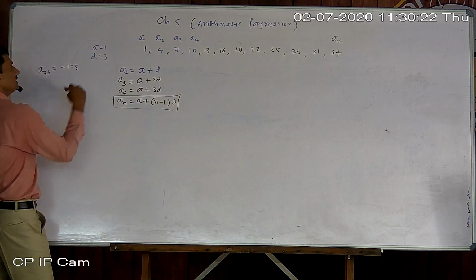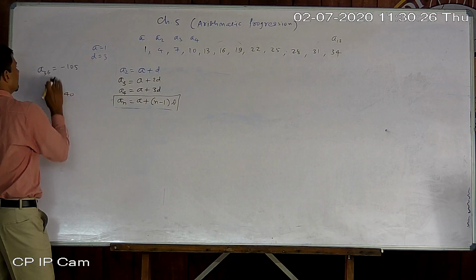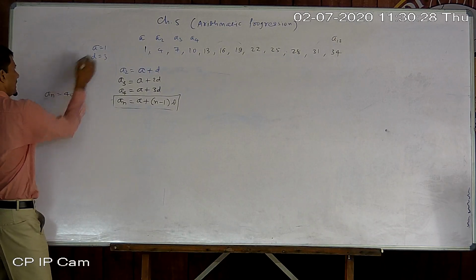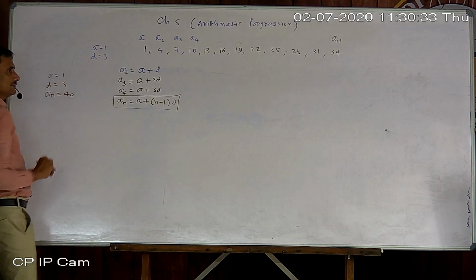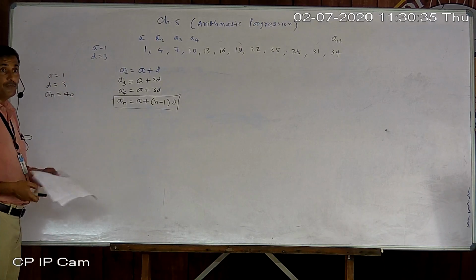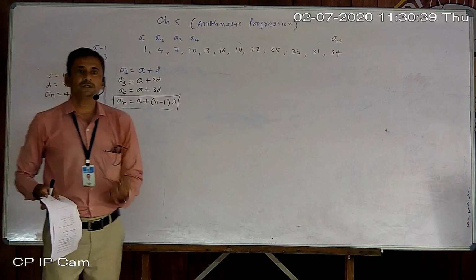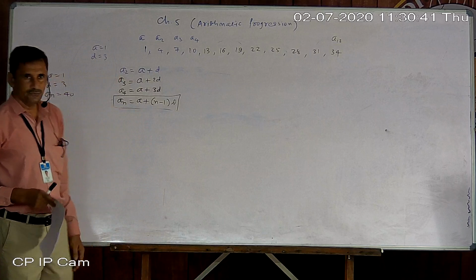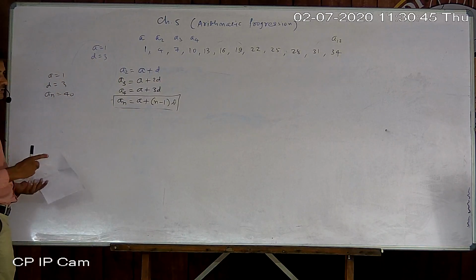Okay. So an equals 40 is given. a and d are already given here. a equals 1, d equals 6. So what type of sum is this? The value of that term is given, but that term's sequence number is not given. Okay. So I just place an in place of 40.